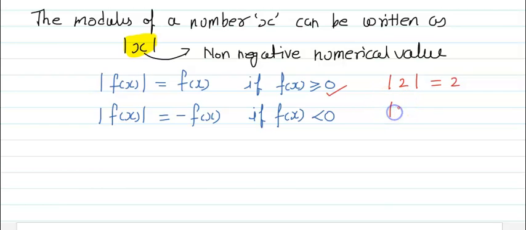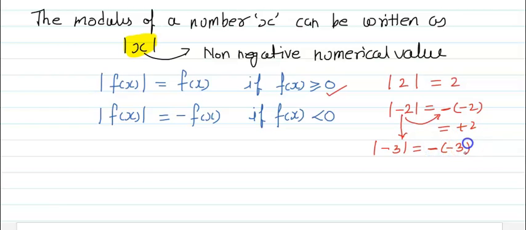Now if we take modulus of minus 2, what modulus does is put a minus sign before this number, that is minus 2. So this minus and minus becomes plus. For any negative number, modulus puts a minus sign before that. If minus 3 is there, it puts a minus sign before minus 3, and then minus and minus becomes positive 3, and then we can write down 3. Okay, so this is what modulus does.